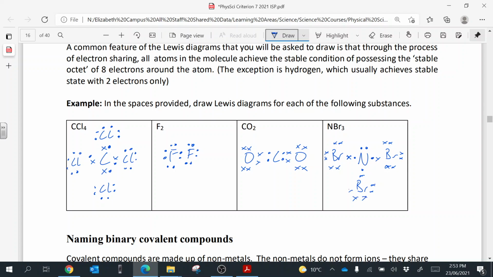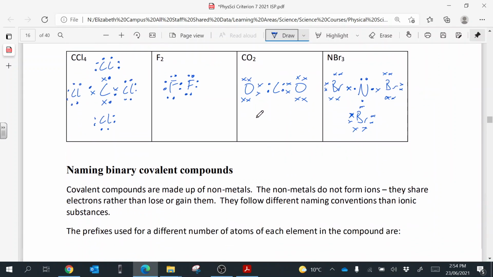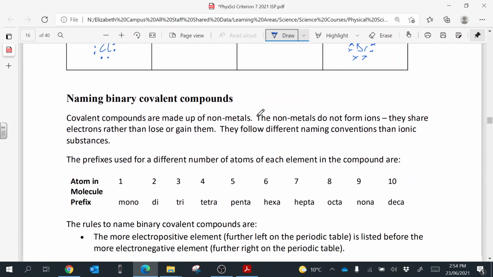Sorry, my crosses are looking a bit like fish or something. Not quite right, but anyway, those aren't the best crosses you've ever seen. But they're our electron dot diagrams, okay?